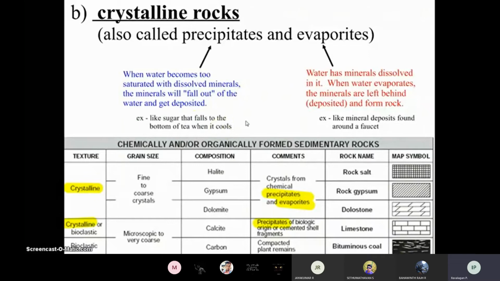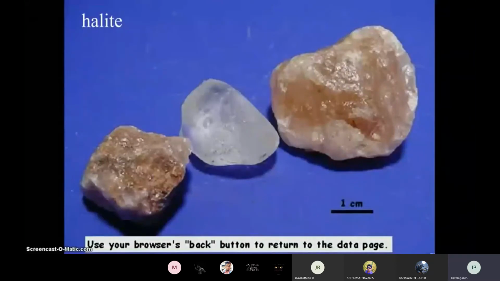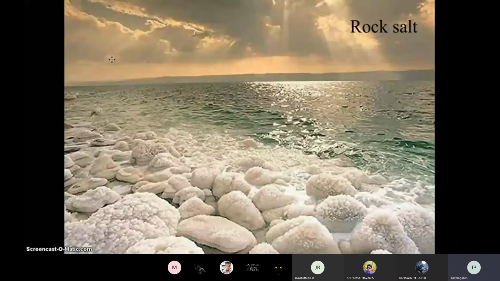You might have seen this when you've made a cup of hot tea. If you've mixed in sugar, as the tea cools down, the sugar crystals will actually fall out of the tea and end up at the bottom of your glass. So that is a process called precipitation. So let's start by looking at a rock called rock salt, which comes from the mineral halite. So here's halite, and halite is dissolved in the world's oceans, right? The oceans have salt water. And so when the water evaporates, the halite gets left behind in the form of rock salt.